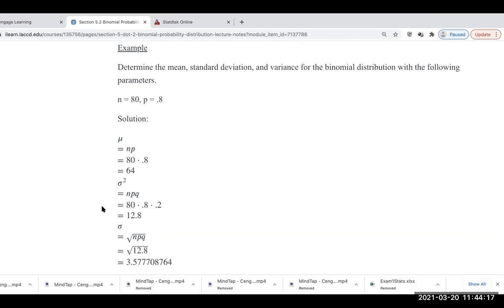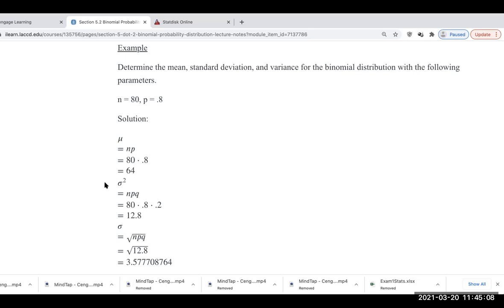Next, determine the mean, standard deviation, and variance for the binomial distribution with the following parameters. N equals 80, P equals 0.8. So let's find the mean. Well, by the theorem that we just proved a few minutes ago, the expected value of a binomial random variable is NP. So 80 times 0.8, 64. Therefore, the mean with these parameters is 64.